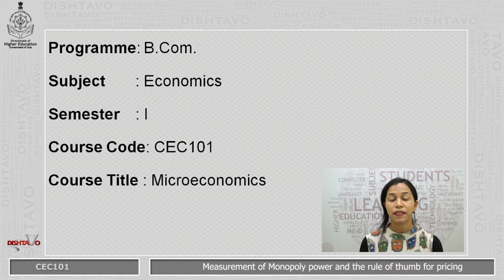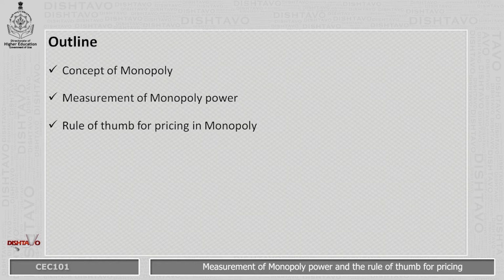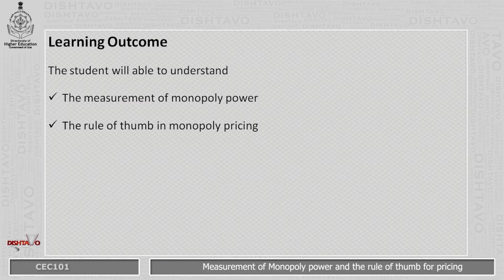The title of the paper is Microeconomics. Today we will be learning Unit 3, which is Perfect Competition and Monopoly. The module we will be taking up today is Measurement of Monopoly Power and the Rule of Thumb for Pricing. The outline for the module is: the concept of monopoly, measurement of monopoly power, and rule of thumb for pricing in monopoly. As a student, at the end of this module, you will be able to understand the measurement of monopoly power and the rule of thumb in monopoly pricing.